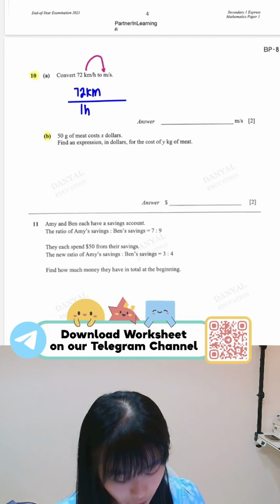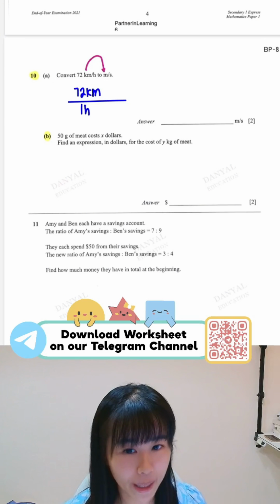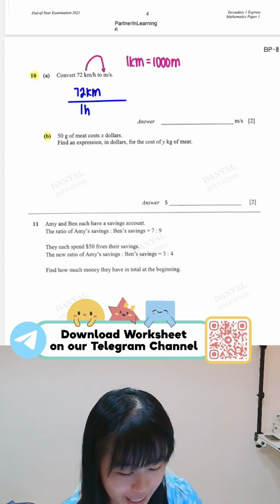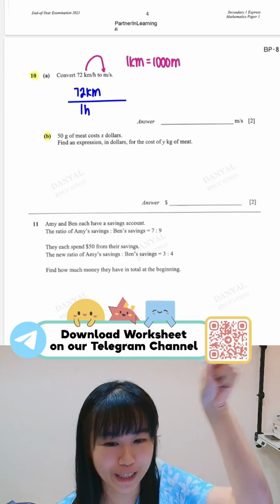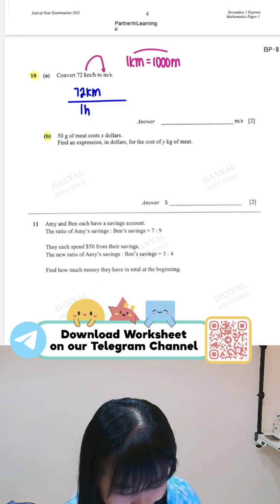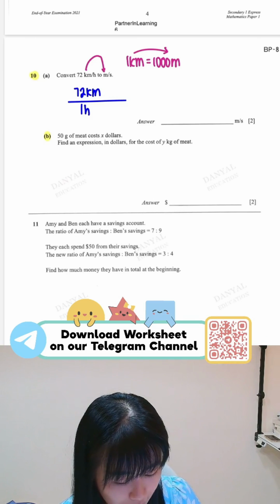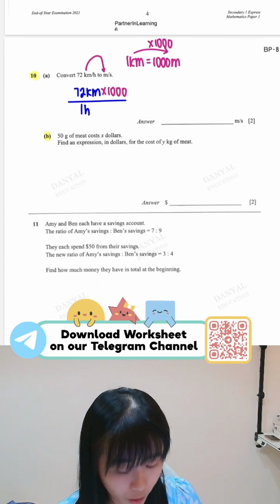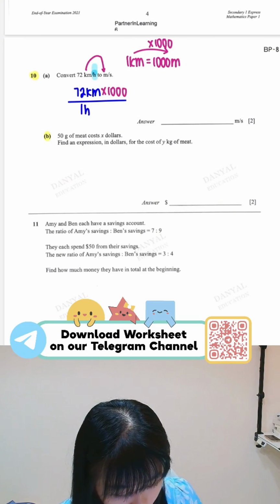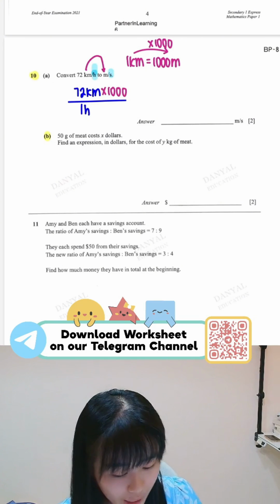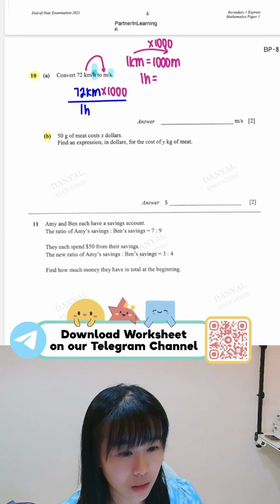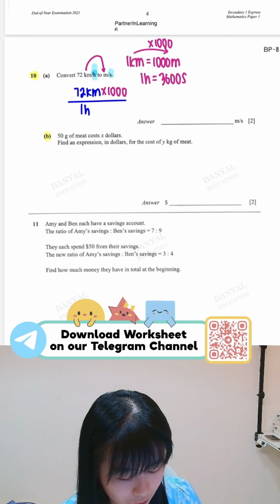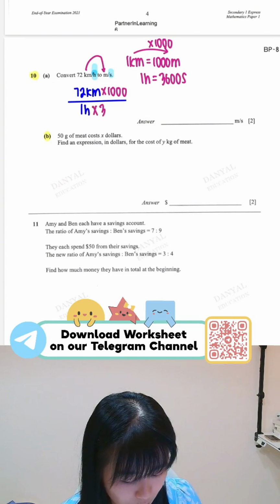Km change to meter. Everybody do what? Times or divide? 1 km is 1000 meter. You all must go and revise my PSLE formula sheet already. Go to my Telegram here, go and download the PSLE formula sheet. So km to meter is times 1000. Then now hour to second how? 1 hour how many seconds? Uncle Lee says 3600 seconds. Yes. So you must times 3600.